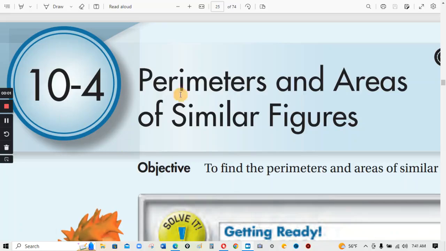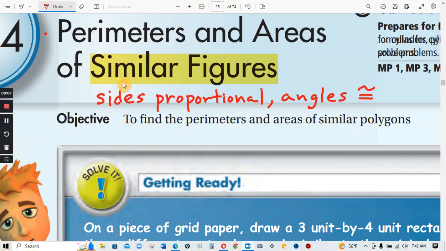Chapter 10-4, Perimeters and Areas of Similar Figures. So if you recall the definition of similar, that means going from one figure to the other, the sides are proportional and the angles are congruent.